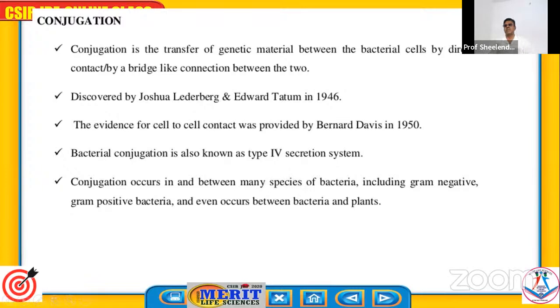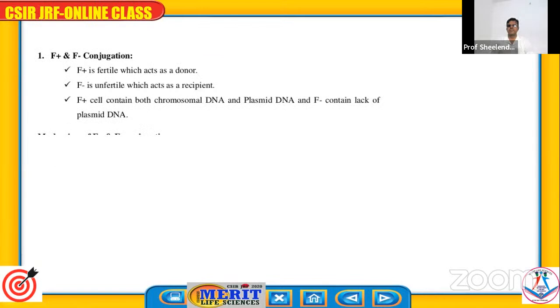Conjugation occurs between many species of bacteria, including gram-negative, gram-positive, and even between bacteria and plants. We will also see F plus and F minus conjugation, because this is going to be asked, and several combinations can be asked in the examination.